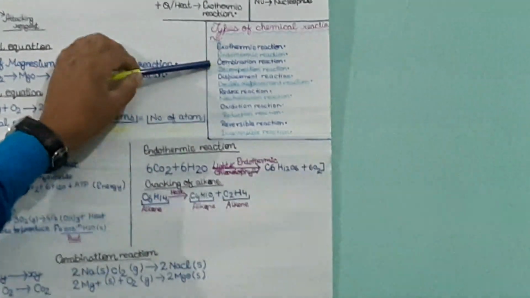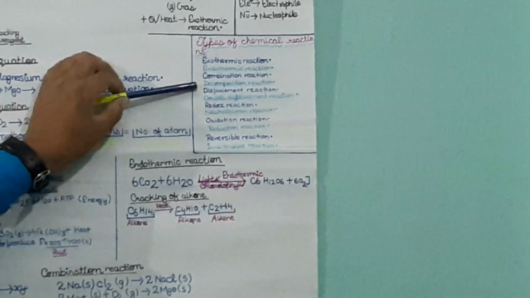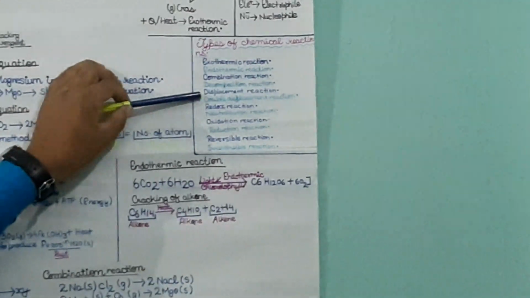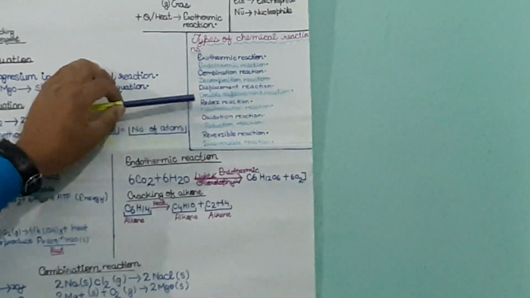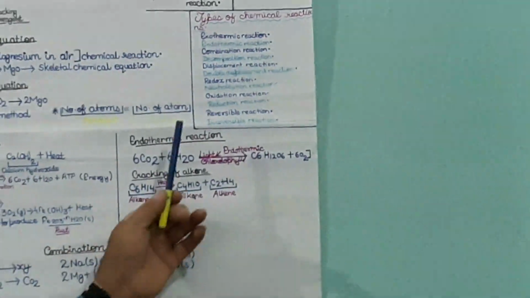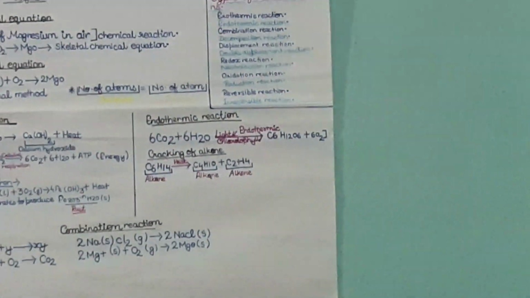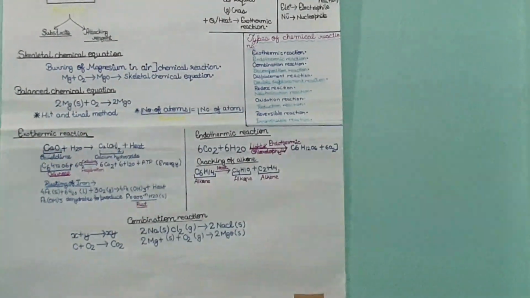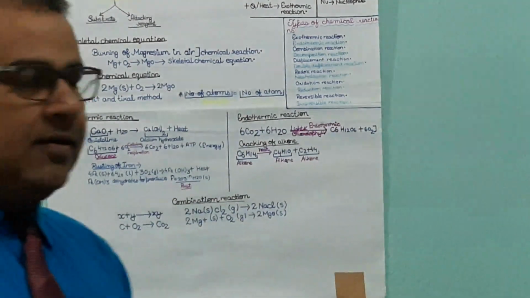There are many types of chemical reactions, that is exothermic reactions, endothermic reactions, combination reactions, decomposition reactions, displacement reactions, double displacement reactions, redox reactions, neutralization reactions, oxidation reactions, reduction reactions, reversible and irreversible reactions. These are the different types of reactions. Let's discuss one by one.